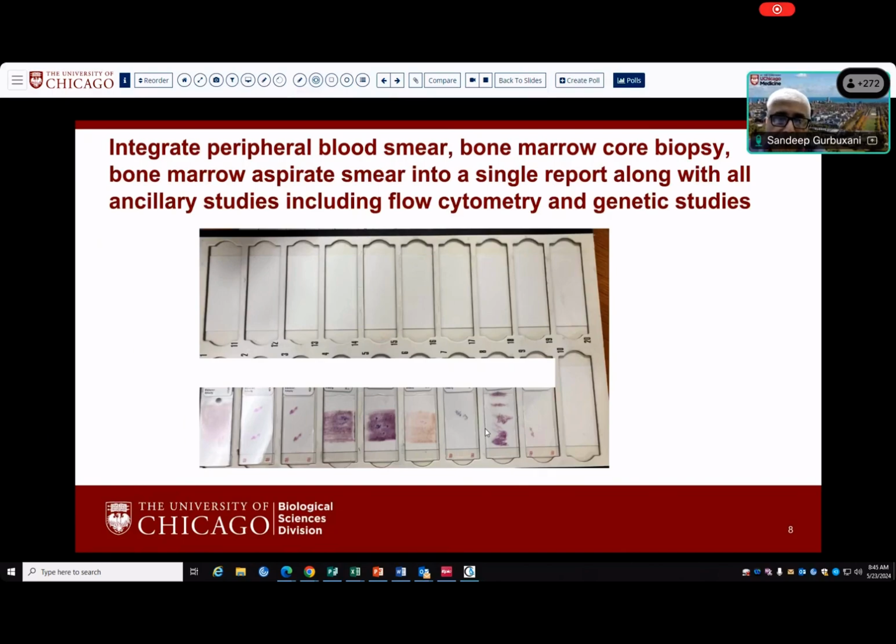So this is the touch preparation here. And again, this is stained by a Giemsa stain, so you get the cytomorphology that corresponds to what you're seeing on your H&E stain here. Then this last slide here is actually a clot particle.